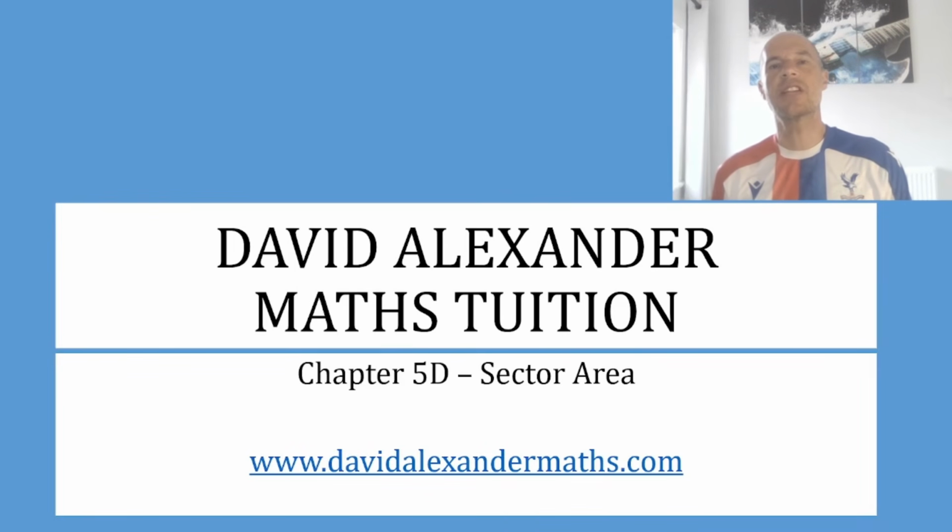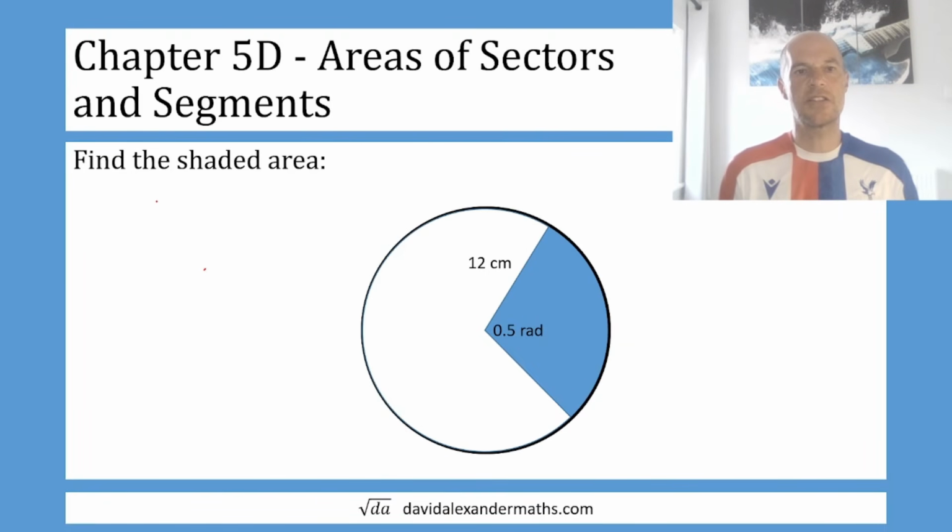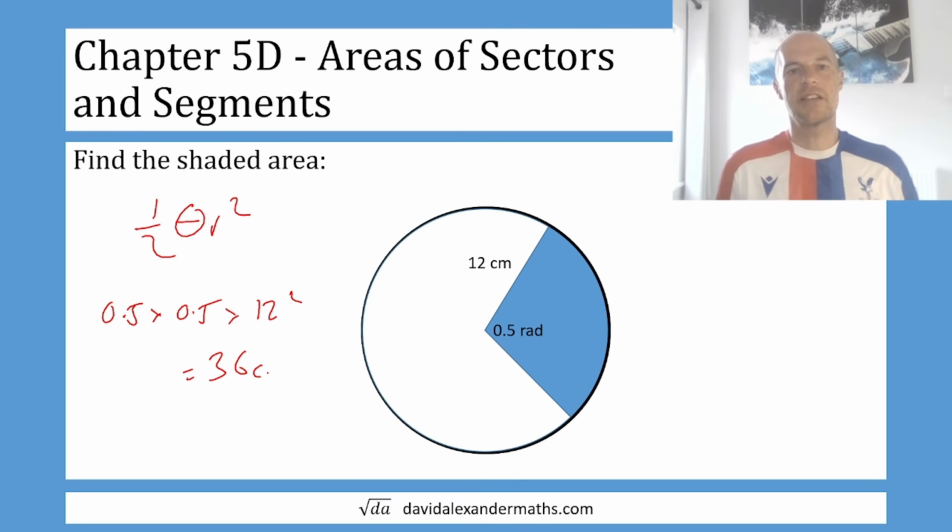This is chapter 5D on sector area. Okay, so let's put it into practice. The formula is 1/2 theta r squared. So 0.5 multiplied by theta, which is 0.5, multiplied by 12 squared. So the area is 36 square centimetres.